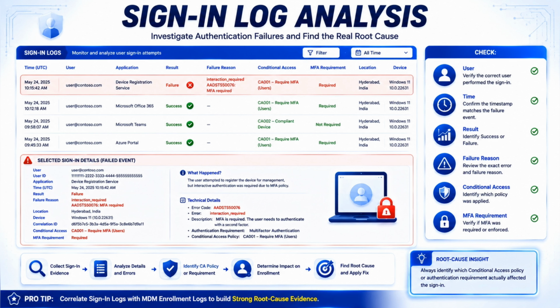Now validate the authentication event from the cloud side. Review Microsoft Entra sign-in logs for the affected user and approximate timestamp. Check the authentication result, failure reason, conditional access evaluation, and authentication requirements. If MFA was required, determine which policy or authentication condition caused it. Don't simply conclude that MFA is the problem because MFA exists. We need to establish whether the enrollment workflow actually encountered an MFA requirement that it could not satisfy. This distinction is critical for producing a safe and technically accurate remediation.